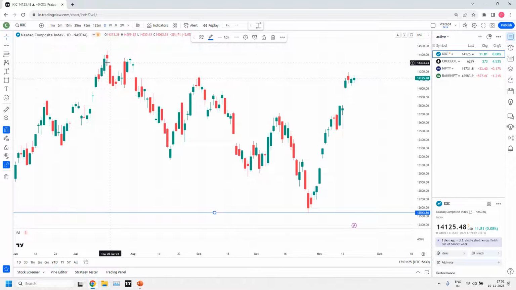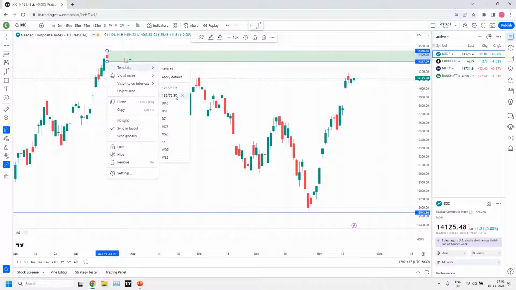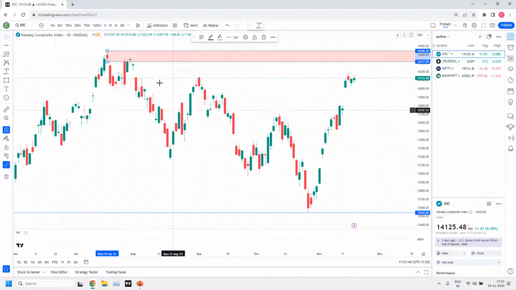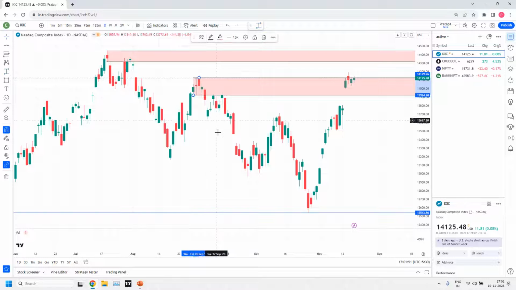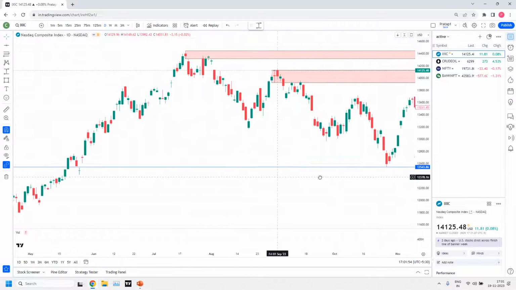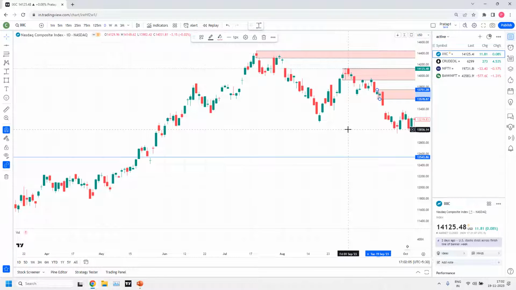So here we have a supply zone, rally, base, drop. Let me draw. Let me change the color. Red color. Okay, this is the supply zone. And what is the next supply zone? So we have one more rally, base, drop. This is another supply zone. Let me hide the prices even before that. So let me draw one more supply zone, drop, base, drop. This is one more supply zone.